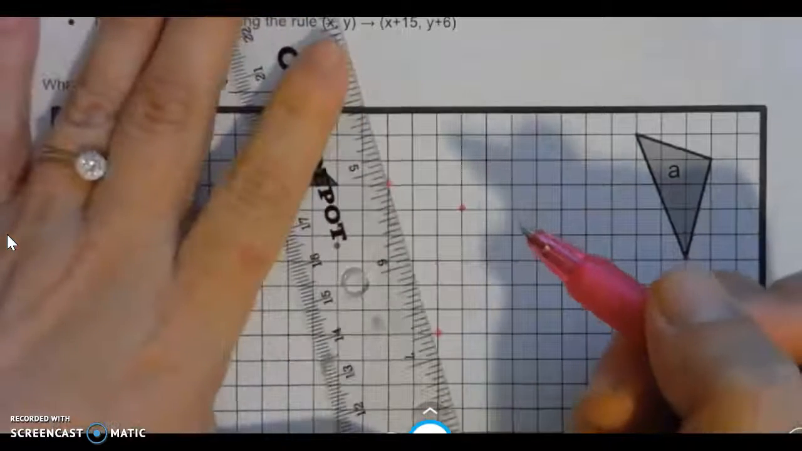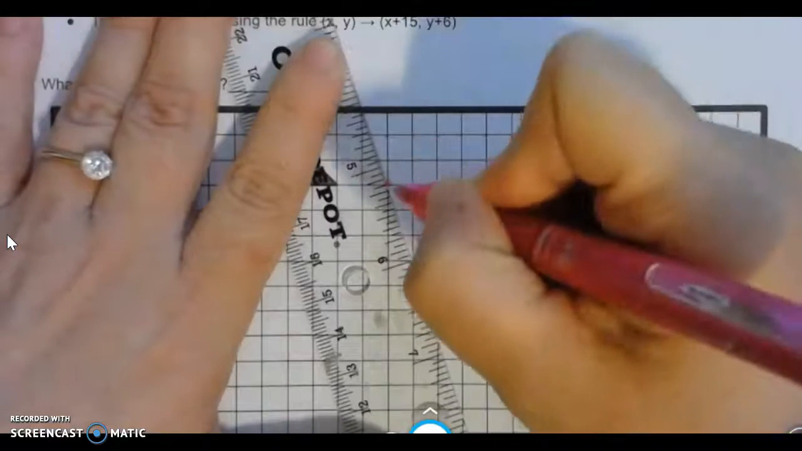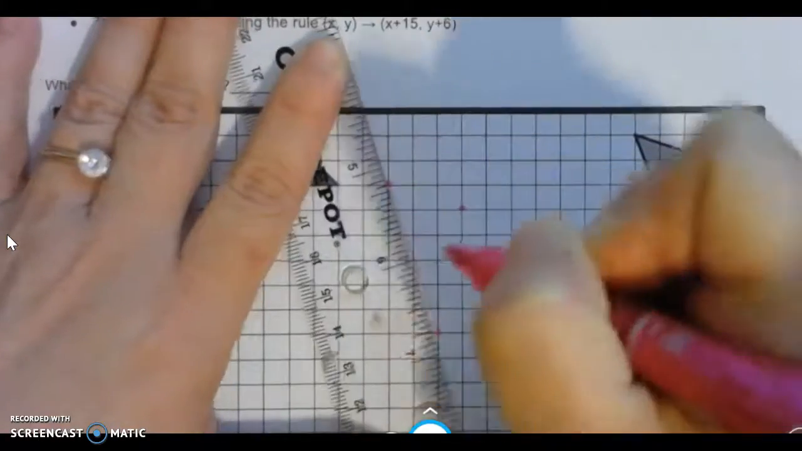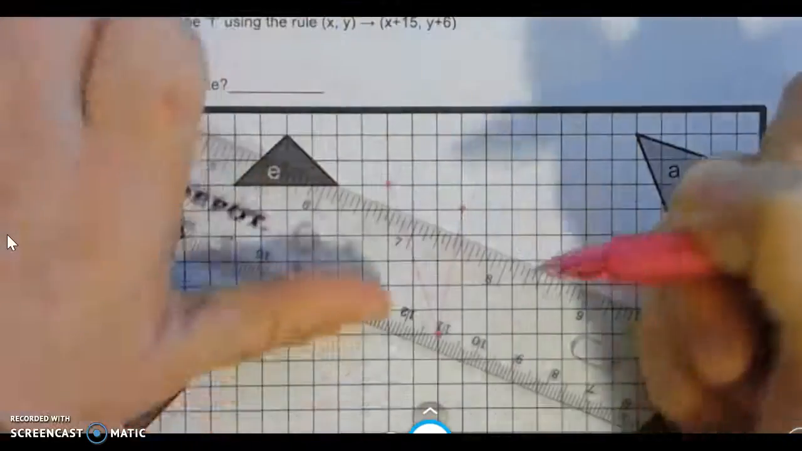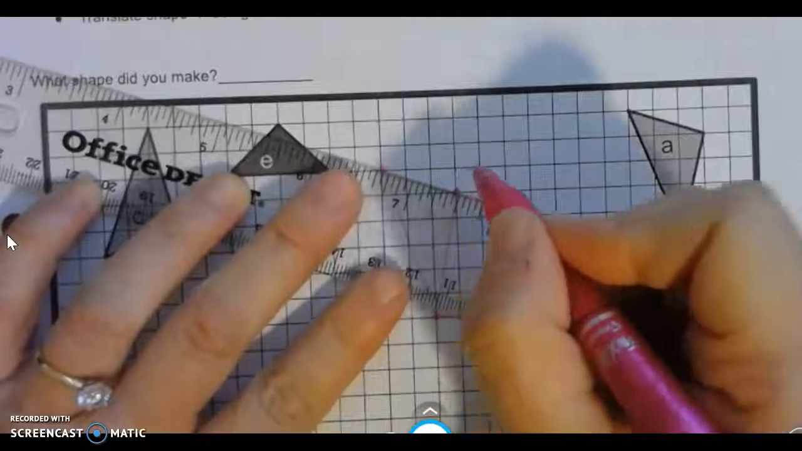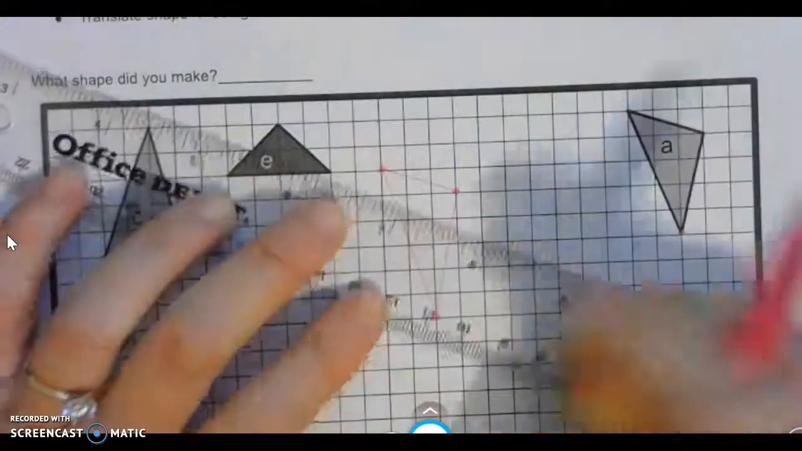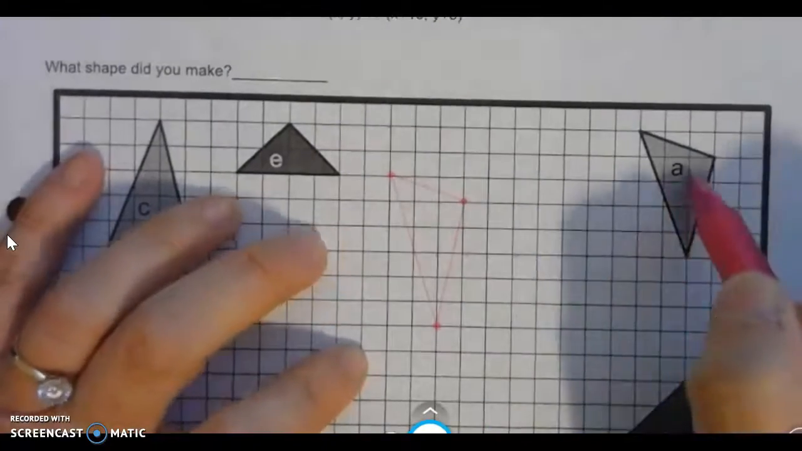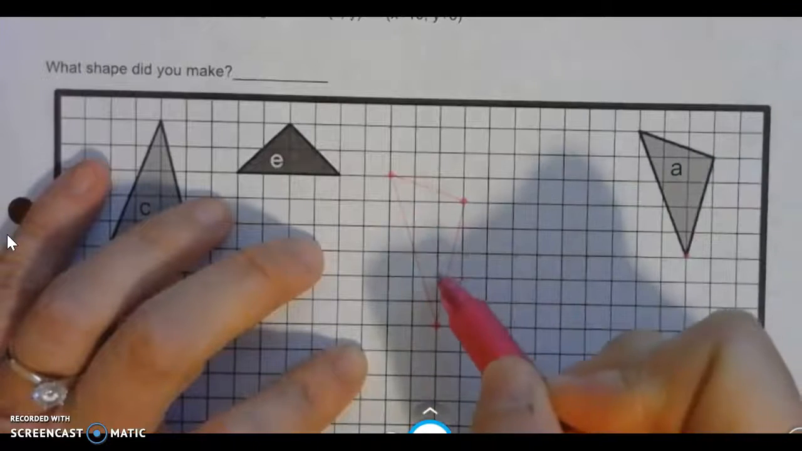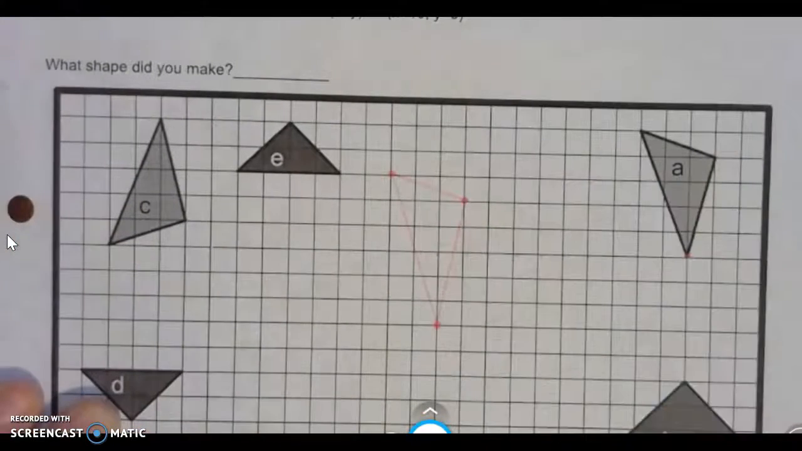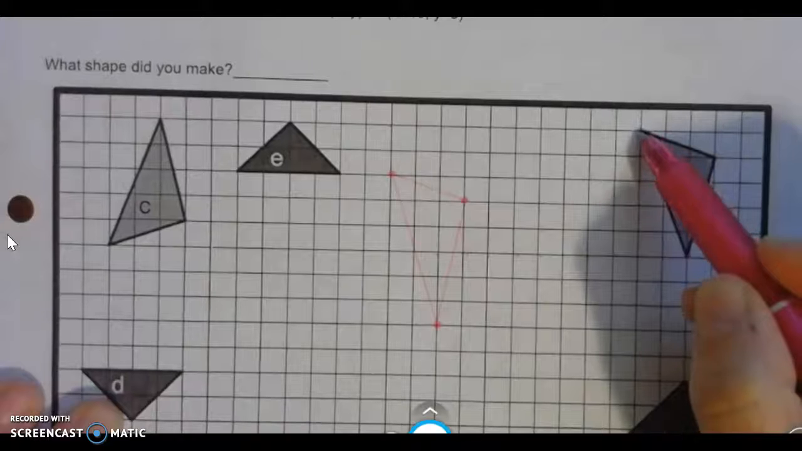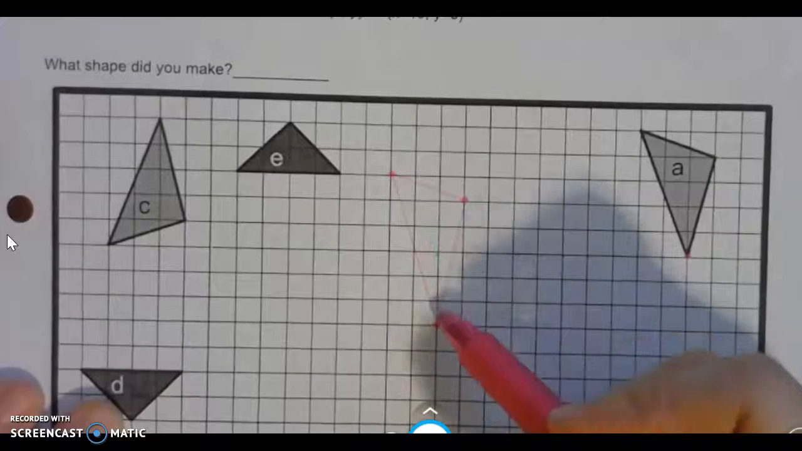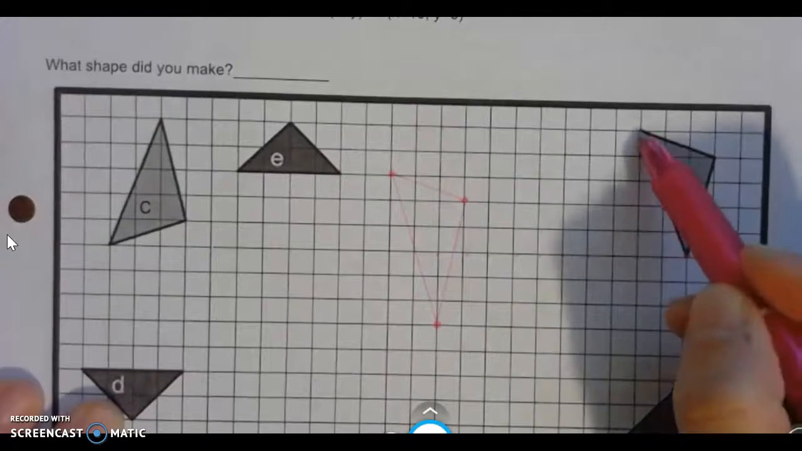Now I can draw this, join those points. And you should be visually checking to see, does that look like this? What do you think? It looks like something is not quite right. What did I do wrong? Look at this. When I look at this, it looks a little longer than this. What did I do wrong?